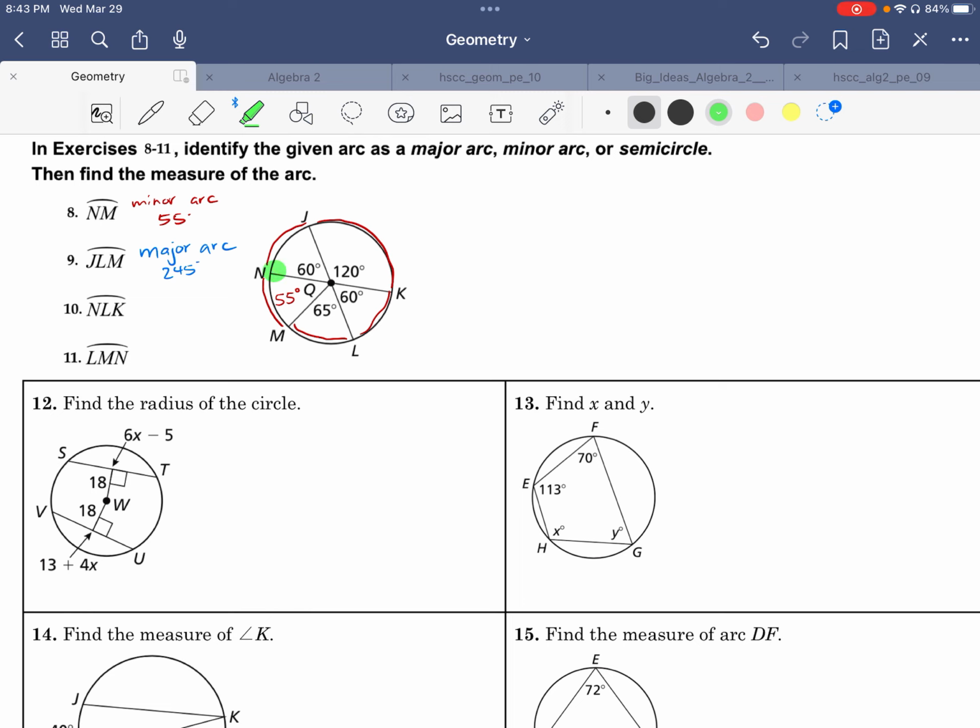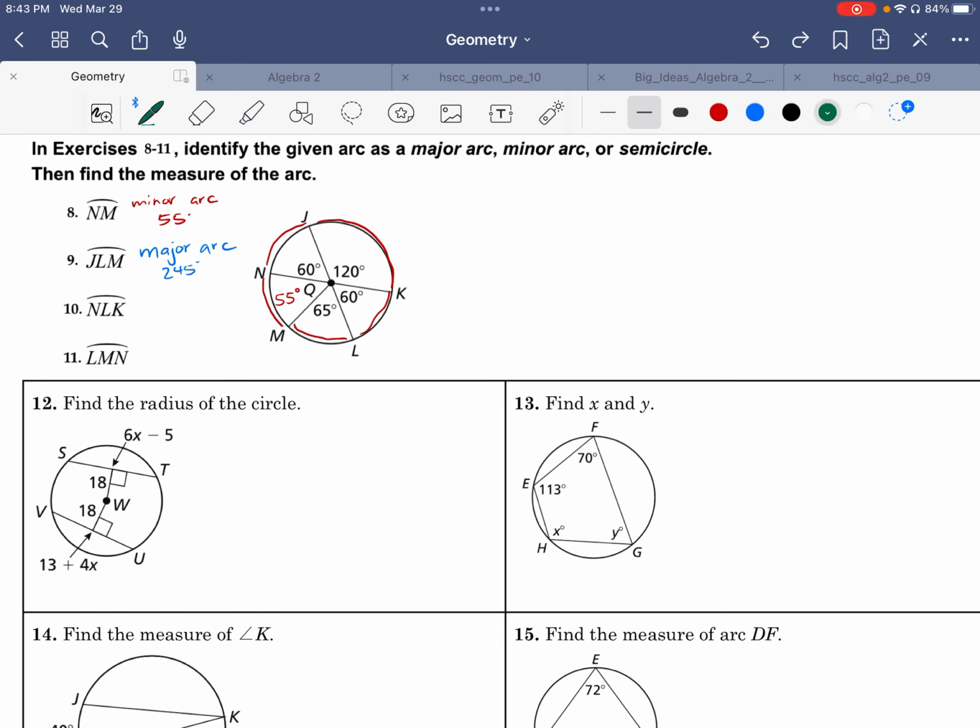Next, we're going to find NLK. So N's right there, L is right there, and K is there. So we're going to go in that order. NLK. So we're going to take the 65, the 55, and the 60. That looks like it's half the circle. Now, I'm not exactly sure. So what I'm going to do is go ahead and add them up and see if it comes out to 180. So 55 and 65. Yep, that's half the circle right there.